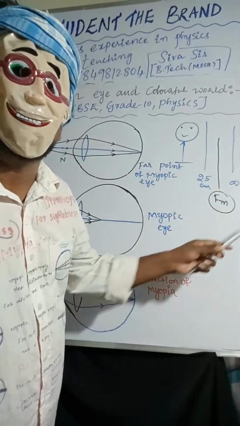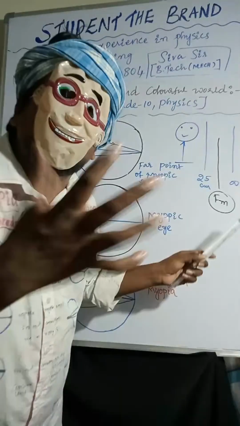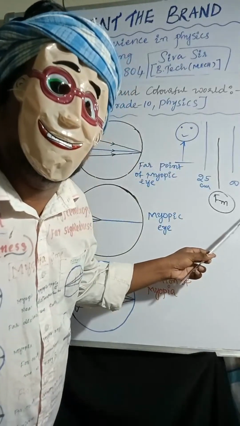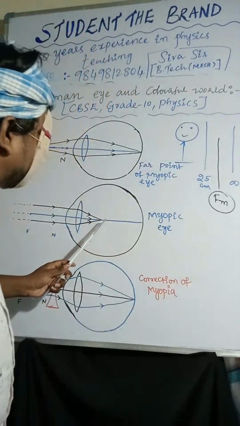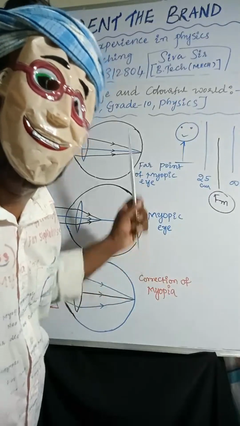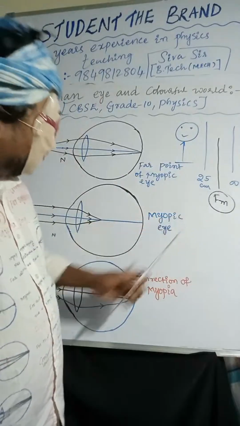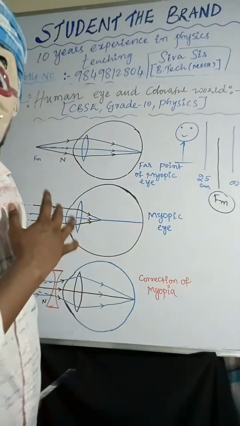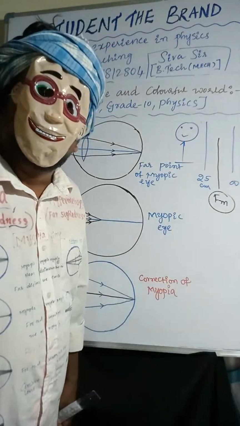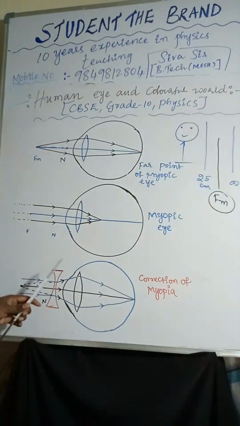Coming to the second diagram, light rays are coming from infinity. That's why the light rays are meeting in front of the retina. Yes or no? Yes. So we are using a concave lens to correct the defect of myopia.